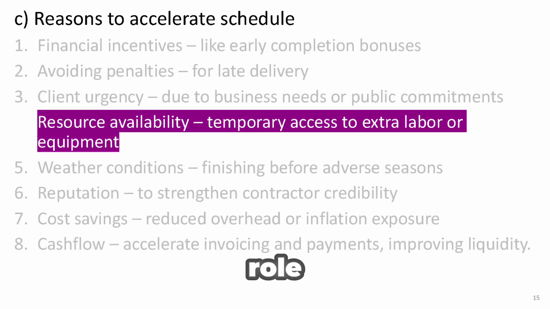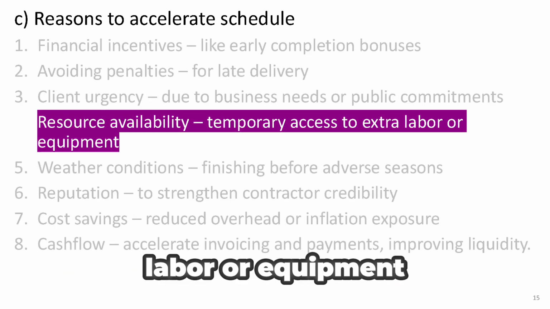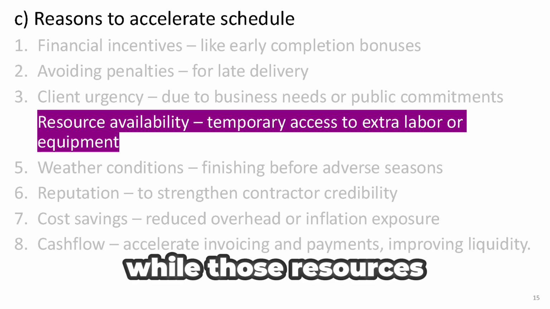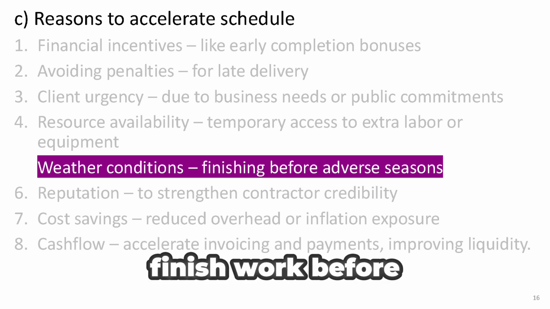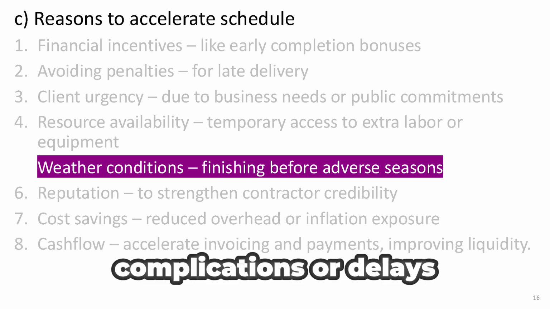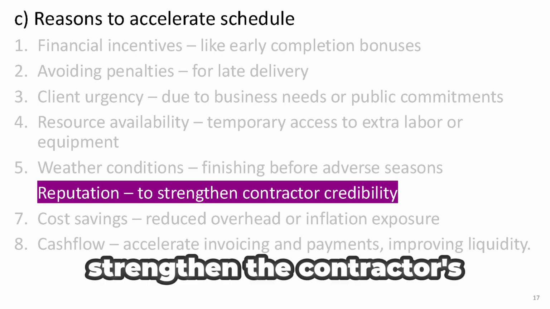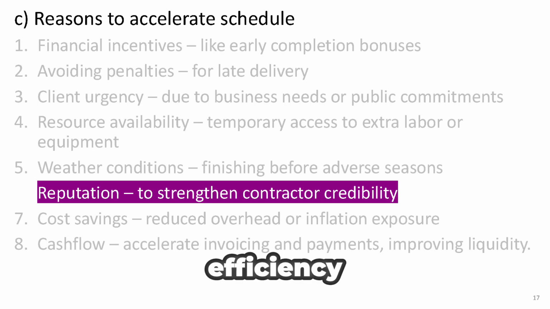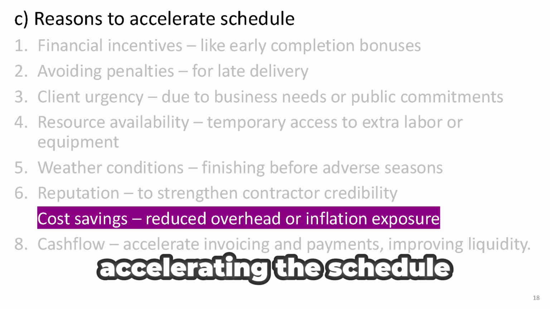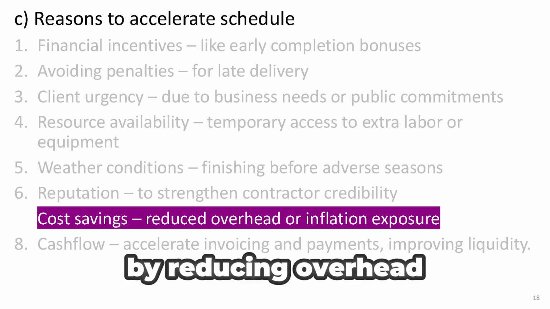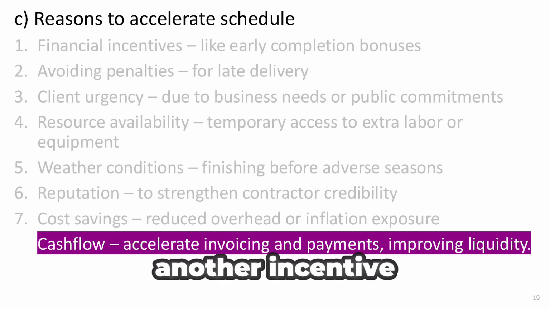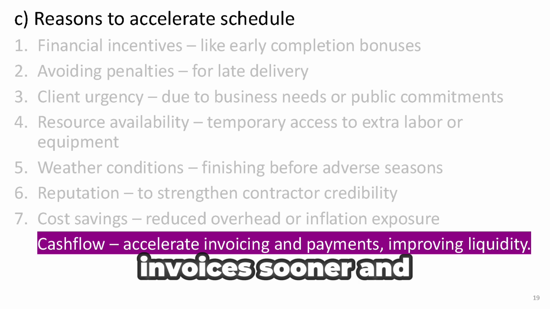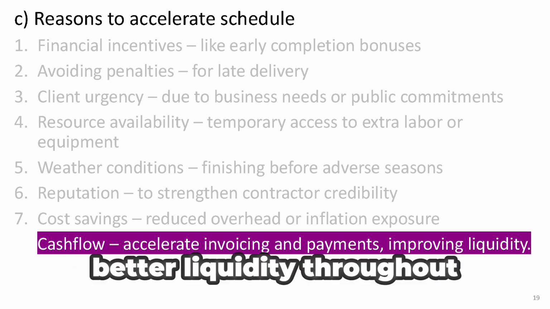Resource availability can also play a role. If there's temporary access to extra labor or equipment, it might make sense to speed things up while those resources are available. Weather conditions are another key reason. In some regions, it's important to finish work before the rainy season or winter begins to avoid complications or delays. Completing a project early can also strengthen the contractor's reputation, showing reliability and efficiency, which is valuable for winning future contracts. In some situations, accelerating the schedule can even lead to cost savings. This might happen by reducing overhead costs or avoiding price increases due to inflation. And finally, improving cash flow is another incentive. By finishing earlier, teams can issue invoices sooner and receive payments faster, helping to maintain better liquidity throughout the project.